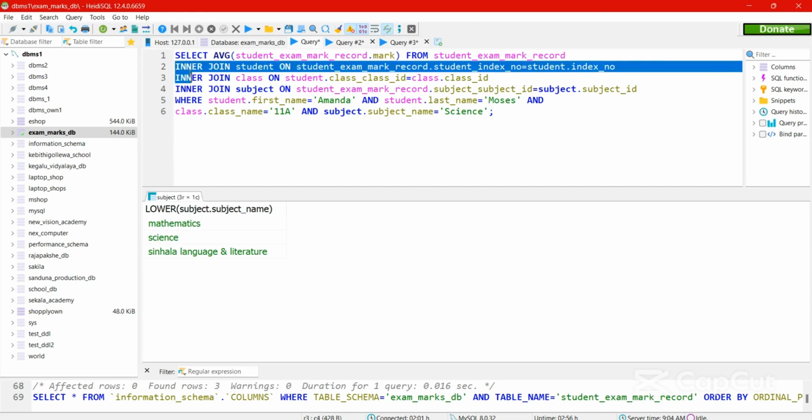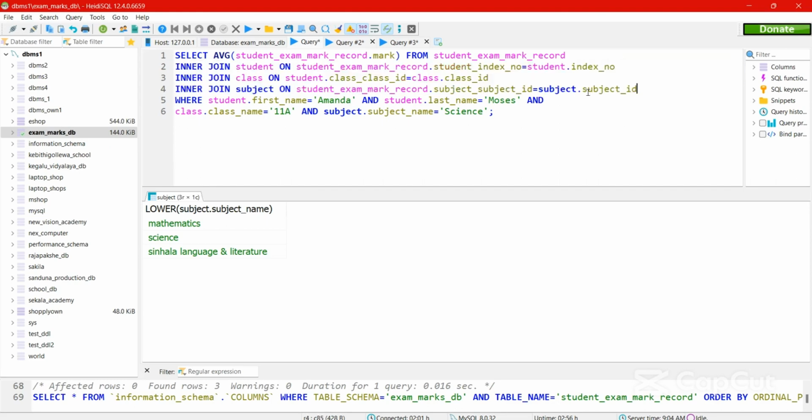If you come here again, we have joined three tables. First of all, student table, class table, and the subject table. We have joined the student table because we need to find out a particular student called Amanda Moses. And we have joined the class table because we need to find out the students from class 11A. And finally, we have joined the subject table because the subject we are finding should be science. So that's why we have joined this table.